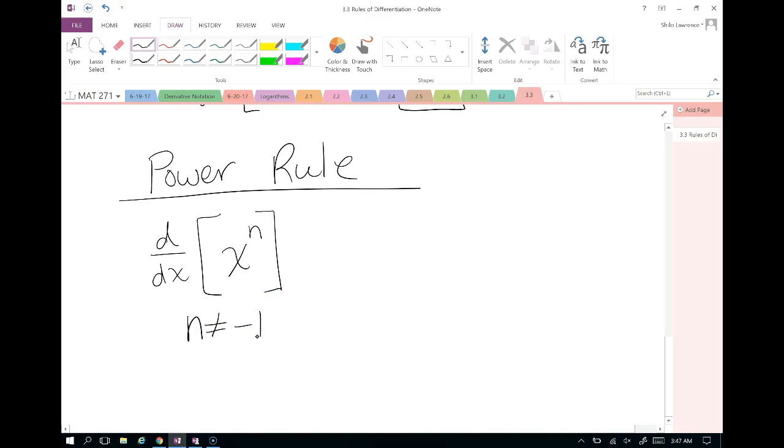And you'll see why in just a minute when you see what we are going to... is it negative 1? No, it's not negative 1. I'm sorry. That's a different rule. Forget I said that. That's a different rule.